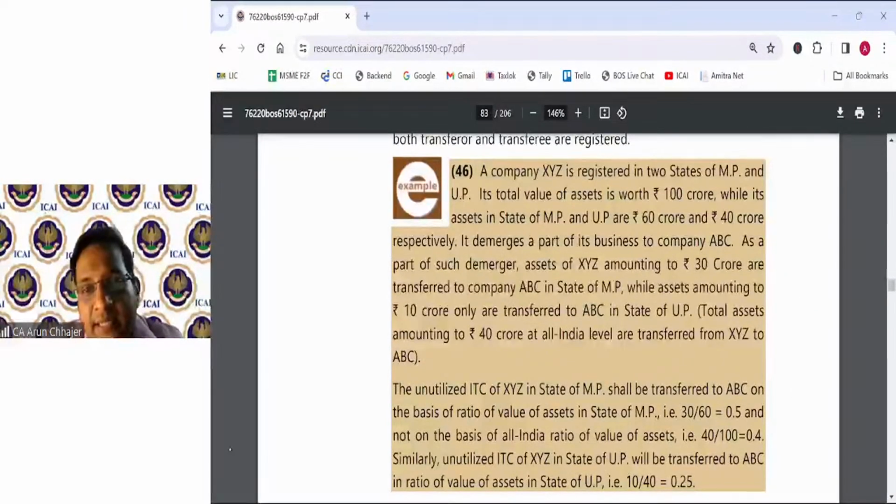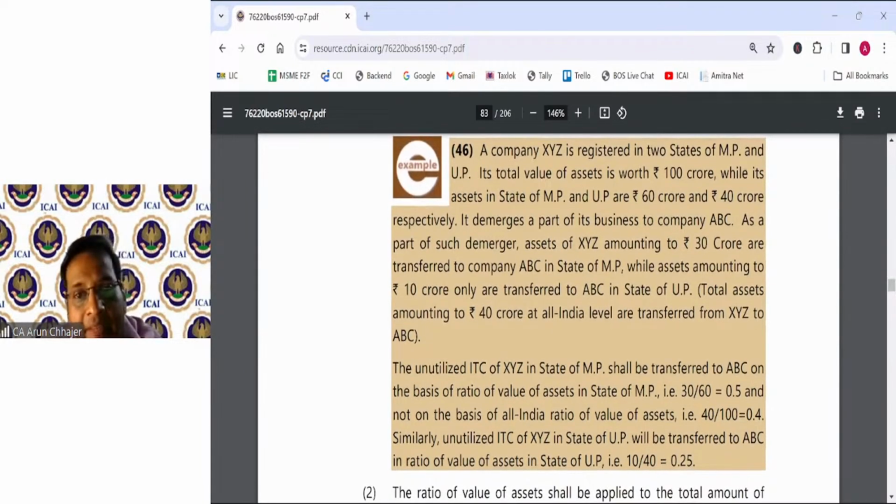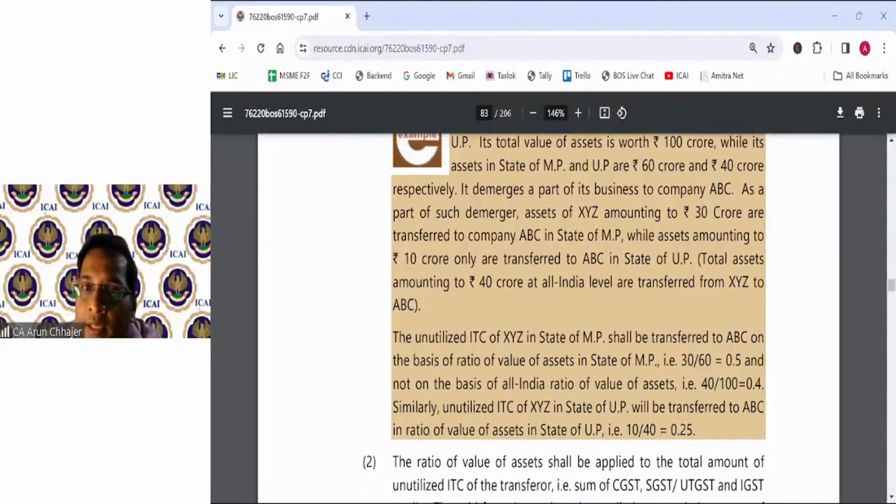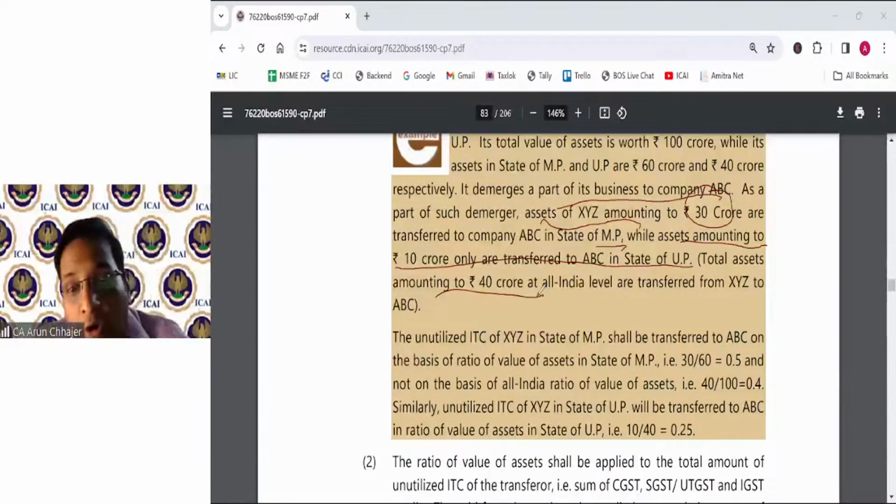A company XYZ is registered in two states, Madhya Pradesh and Uttar Pradesh. Total value is 100 crore, while its asset in MP is 60 and 40 in UP. It demerges a part of the business to ABC. As a part of the demerger, assets of XYZ amounting to 30 crore are transferred from MP to the company ABC in the state of MP, while assets amounting to 10 crore only are transferred to ABC in the state of UP. Those assets amounting to 40 crore at all India level are transferred from XYZ to ABC.